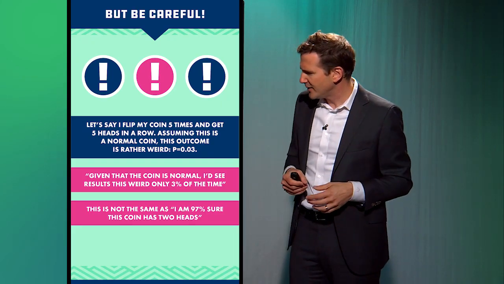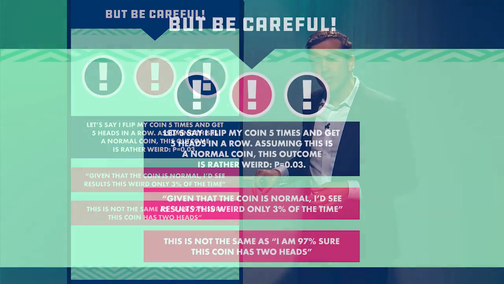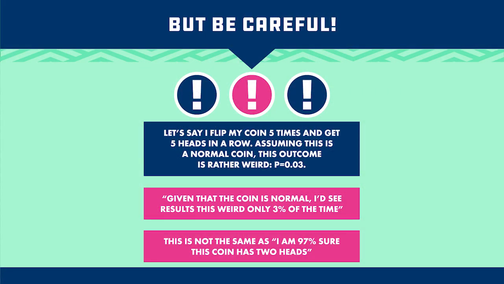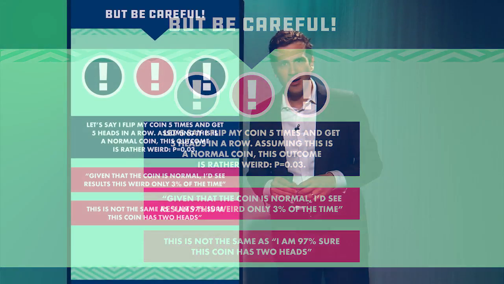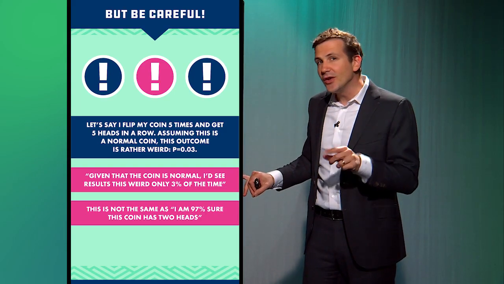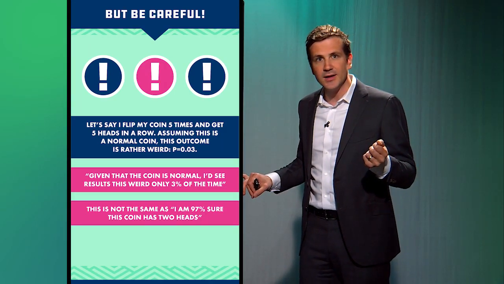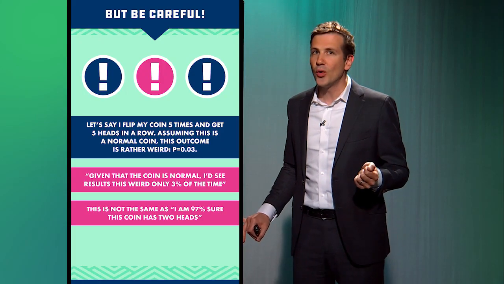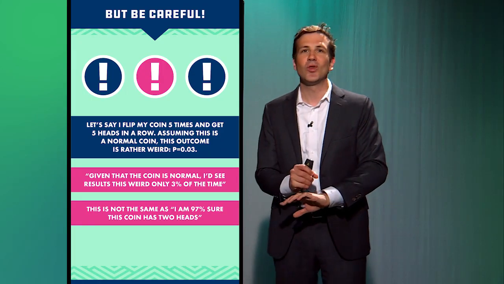It's a little interesting. So you could say that given that the coin is normal, it's a regular old coin, I'd see results this weird only 3% of the time. That's a fair statement. This is not the same as saying, I am 97% sure this coin has 2 heads. Okay? The results you found were a bit weird, assuming the coin is normal. It does not mean that the coin is abnormal, and people get this wrong all the time.